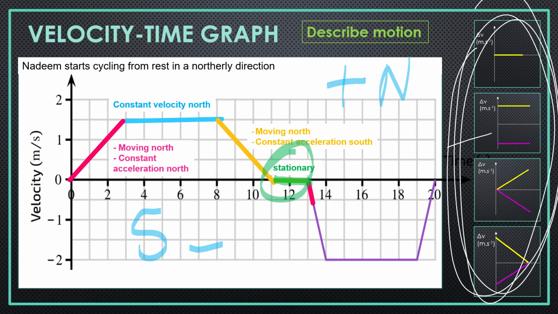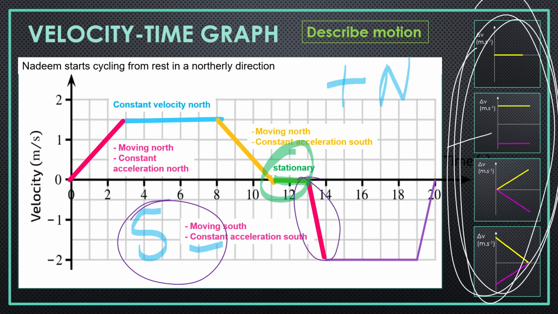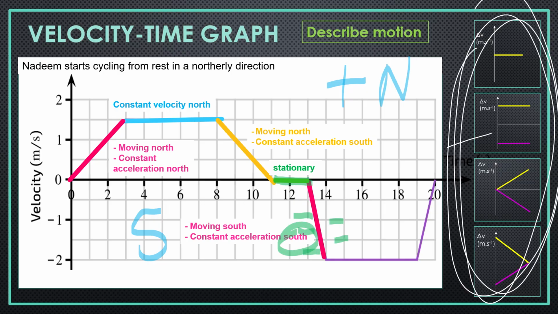Okay, let's continue from 13 to 14. Now the object is below the line, so now the object is moving south. This can be described as the object is moving south between 13 and 14 with a constant acceleration south. Why with a constant acceleration south? Well, we have a negative gradient. A negative gradient is a south gradient, and the gradient represents acceleration. Then we also have a constant velocity south. Why is it south? Because it's below the x-axis. It's on the negative side of the graph.